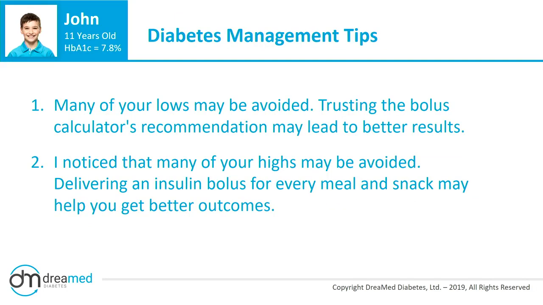Number 1 is to trust the bolus calculator recommendations and avoid override. And number 2, to make sure that he delivers boluses for every meal and not do missed boluses, which basically create a lot of variability in the glucose levels. So this is how the algorithm works, and in a split second, you will be able to get all of this information in one report instead of going through the whole process of analyzing the data.